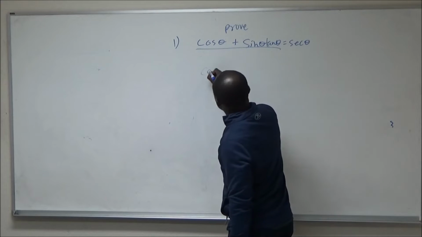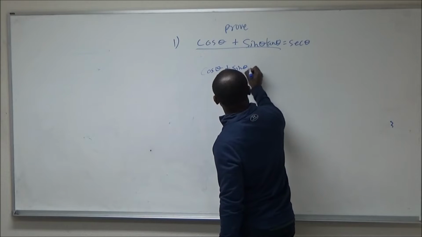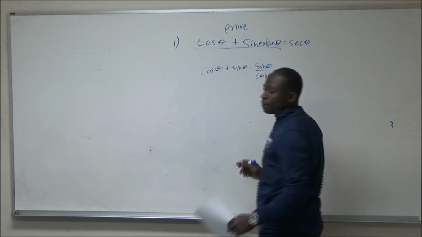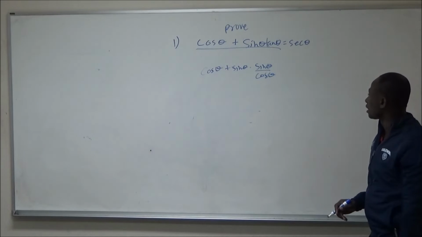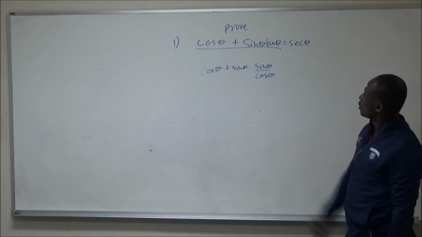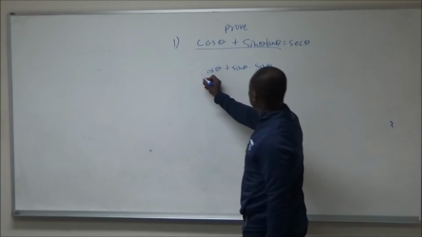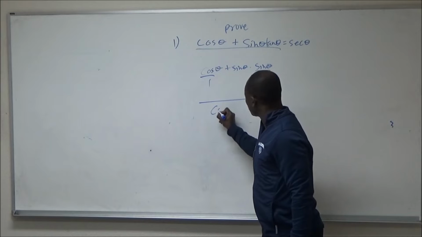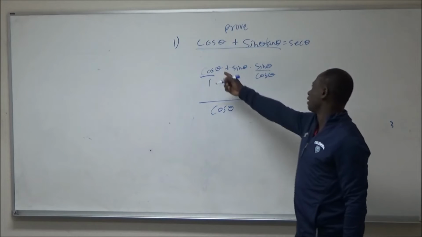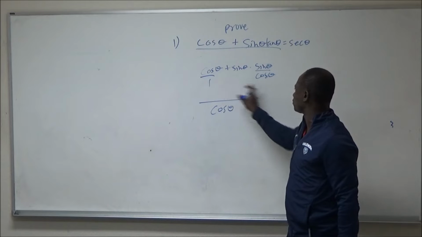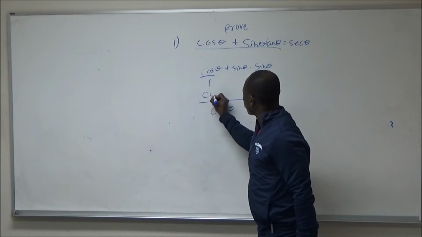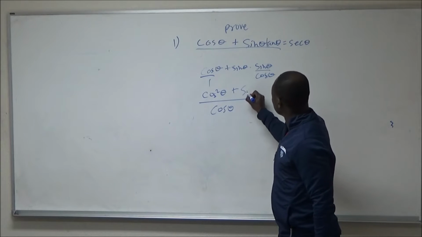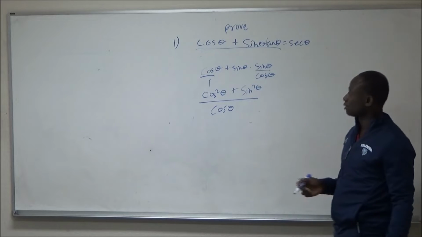So what did you do here? You had cosine theta plus sine theta times sine theta over cosine theta, right? And remember, we are proving from left to right. So when you do this, you find the lowest common multiple. Did you do that? Okay. So this one is cosine of theta. I have to divide this by 1 just to show that I'm trying to find the lowest common multiple. So what do you get here? Cosine squared theta plus sine squared theta, right? That's what you got.